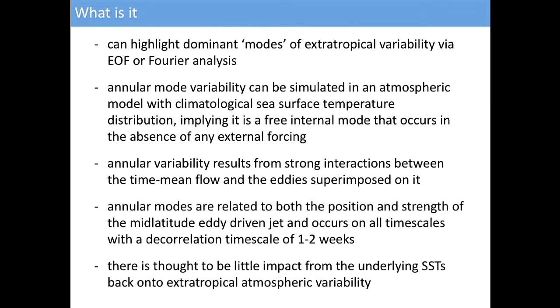So in terms of that first question, what is it? You can highlight these dominant modes of extratropical variability via EOF analysis or Fourier analysis. And as I said before, you can simulate these annular modes in an atmospheric model just with climatological sea surface temperature. So you just have the seasonal cycle of sea surface temperature. You don't have any El Niños or anything going off. And so that implies it's a free internal mode that occurs in the absence of any external forcing, any boundary conditions from the SSTs.